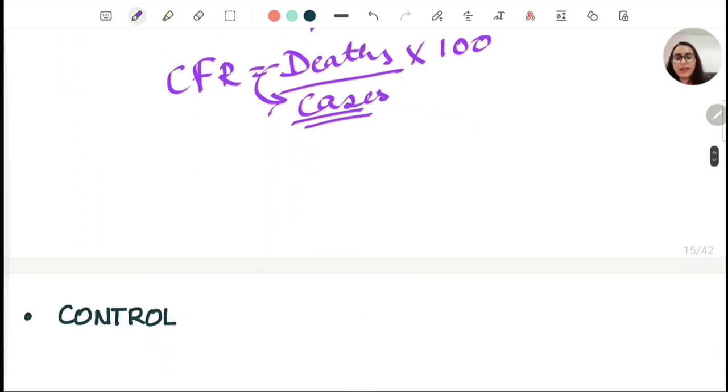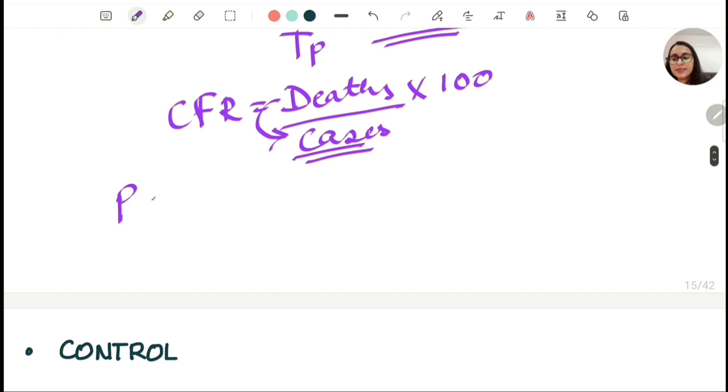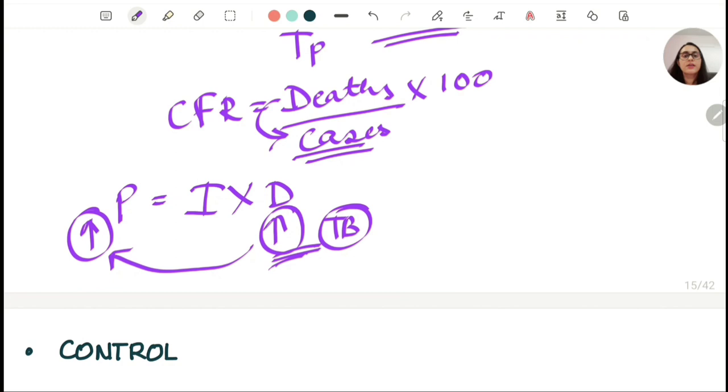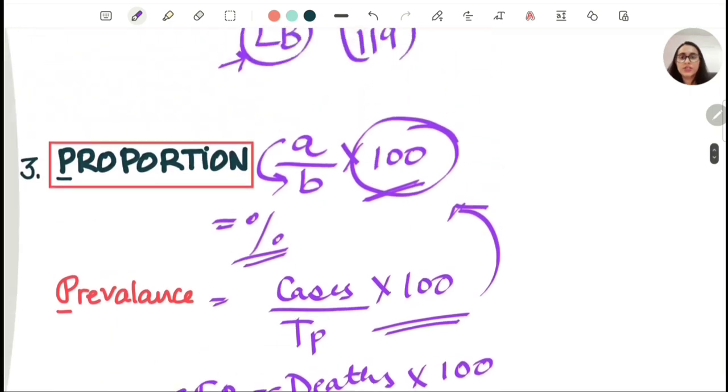So if you see, prevalence is equal to incidence into duration. If you increase the duration of a disease, you are going to increase the prevalence. Diseases like tuberculosis have a longer duration, so there will be a higher prevalence for that. So incidence is higher for acute conditions.